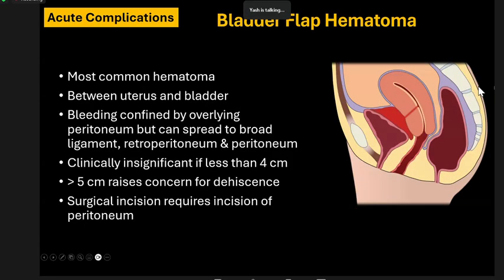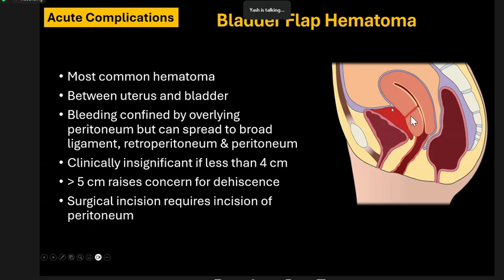Starting with the most common type, which is bladder flap hematoma. This might confuse you because this has nothing to do with the bladder, in the sense that the bladder is not the contributing cause for the hematoma. If we can ignore the hematoma here for a minute, this black line is the peritoneal reflection over the bladder going anterior to the uterus. When the lower section cesarean section happens, the scar is somewhere here, the incision is here. So this flap of peritoneum is reflected off the bladder, and only then can we make an incision here.